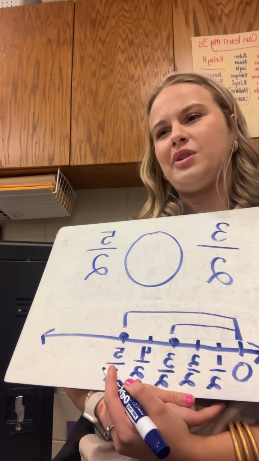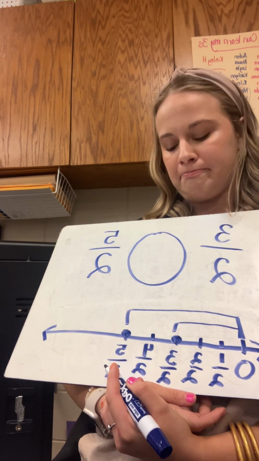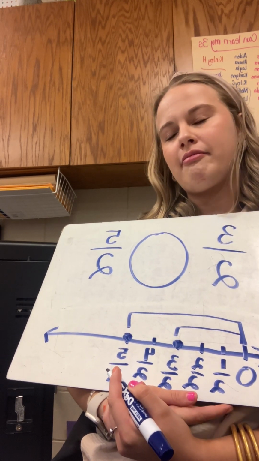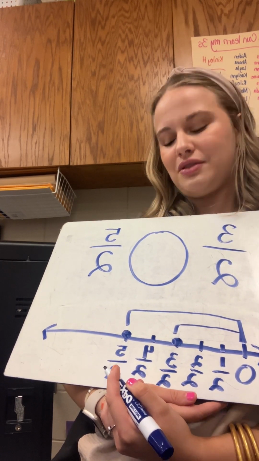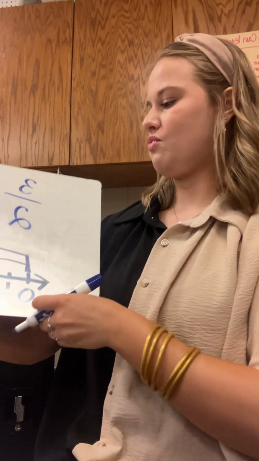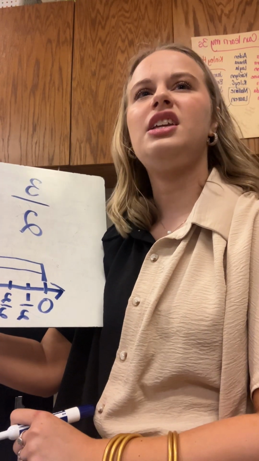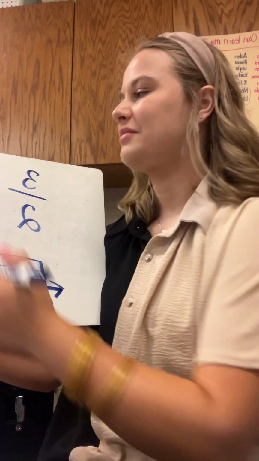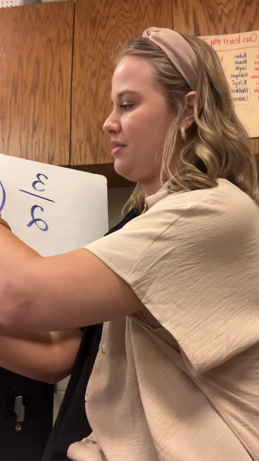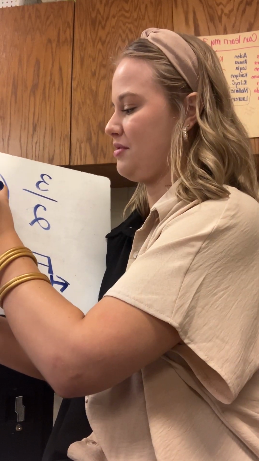Which fraction would be the smallest then? 3 halves. How do you know that? Because it's closer to the zero. Right. So which fraction is the alligator mouth going to eat? It's going to eat 5 halves. 5 halves. Good job.